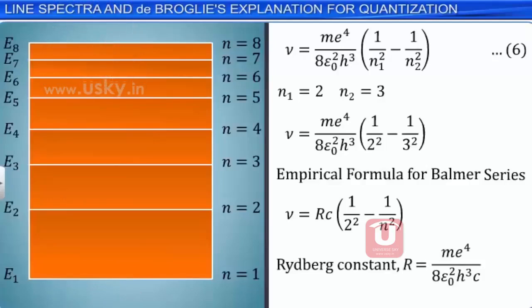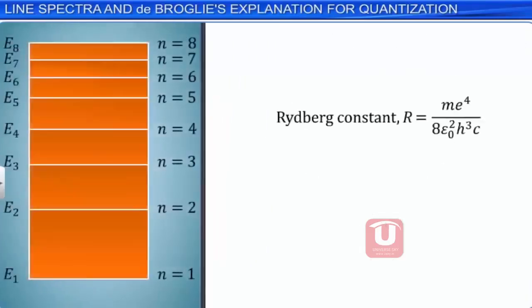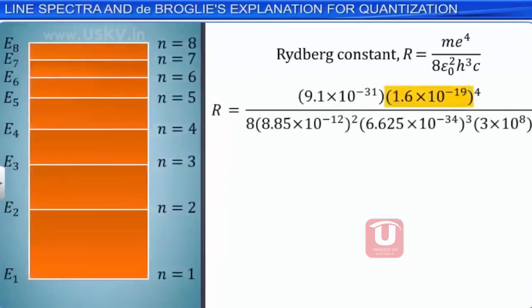Substituting the values of mass of the electron m, charge on the electron e, permittivity of free space epsilon naught, Planck's constant h, and speed of light c, we get R is equal to 1.03 into 10 to the power 7 per meter.